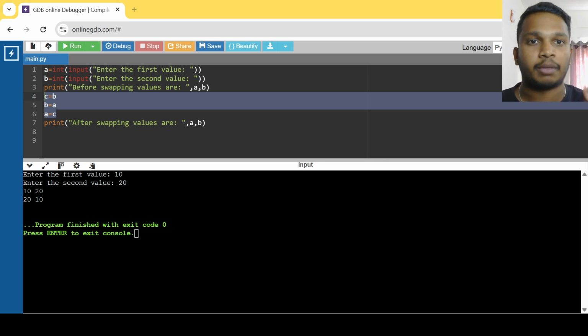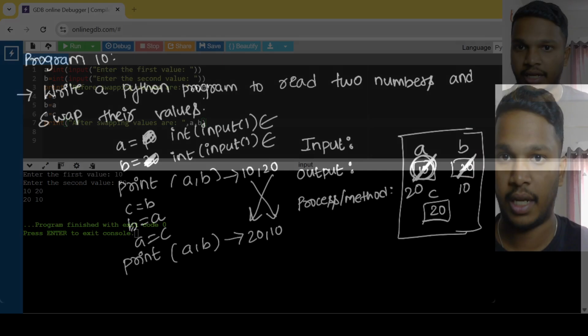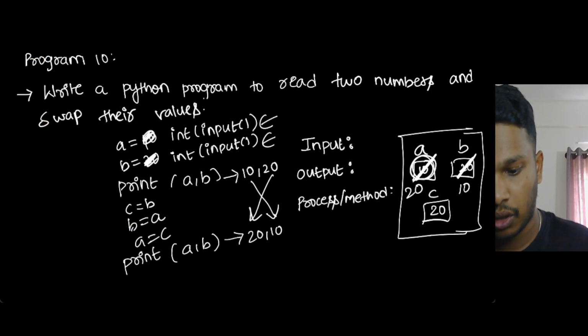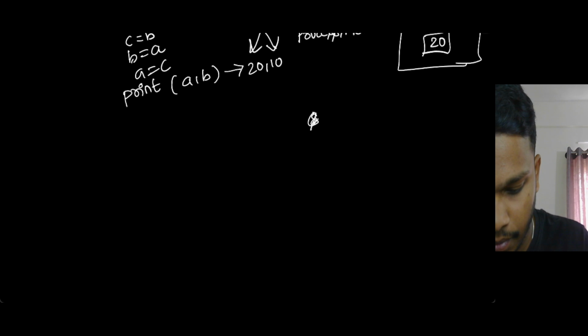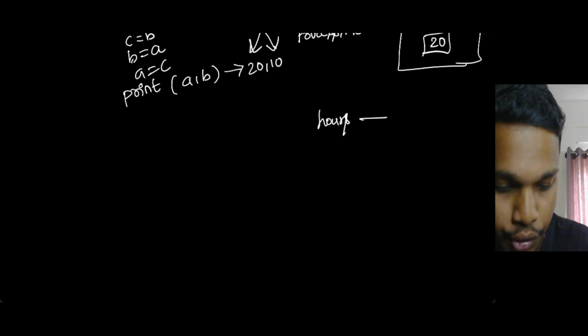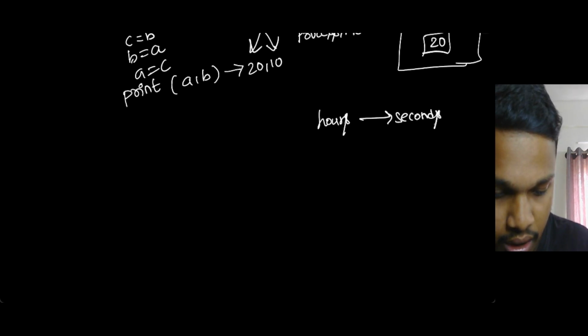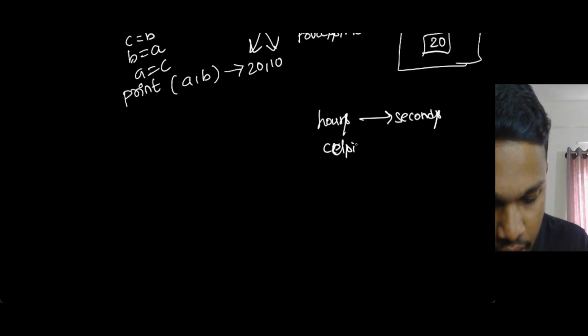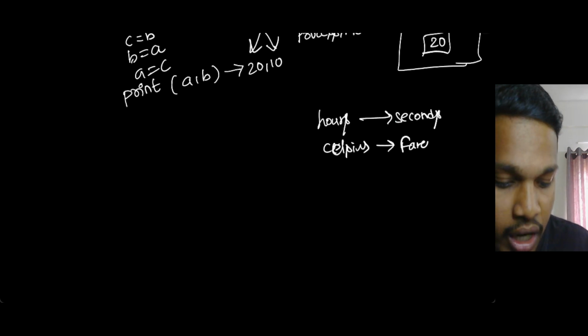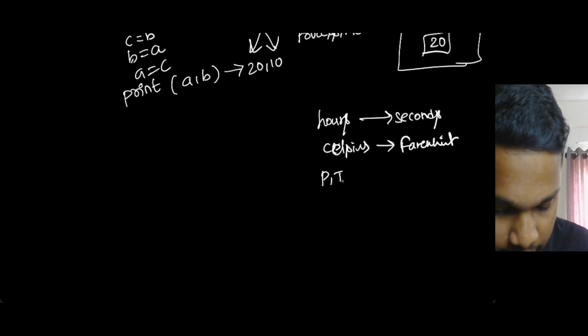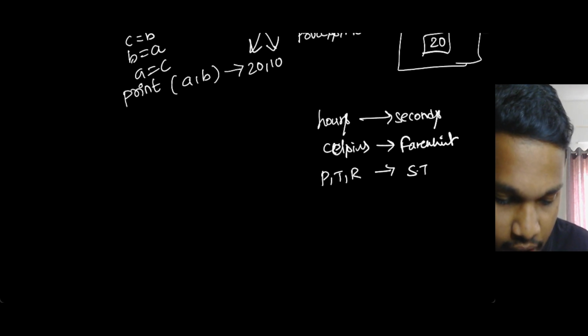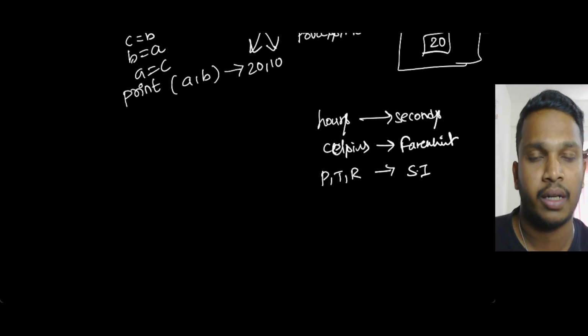Still, if you have some interest to try some questions, please go to Google and type. I am typing some questions. Try these questions if you are really interested. Hours, seconds: I will give hours, you should print seconds. This is one question. Celsius: I will give Celsius temperature, you should convert it to Fahrenheit. Again, one more question: I will give principal, time, rate of interest, you should print simple interest, PTR by 100. These are some questions.